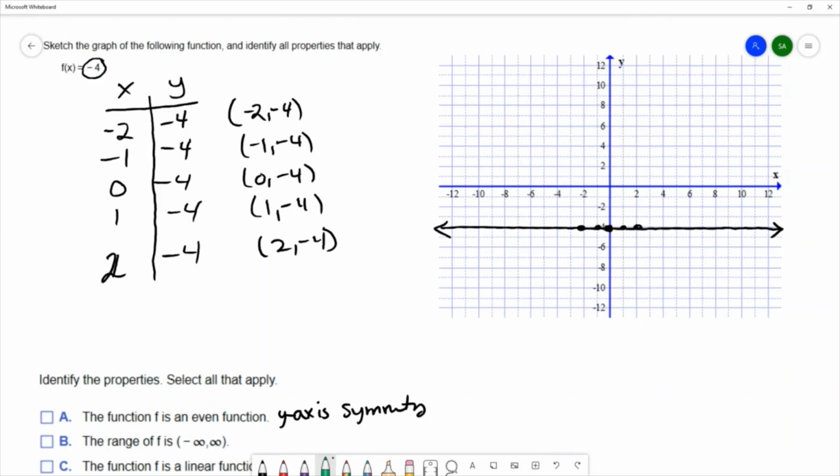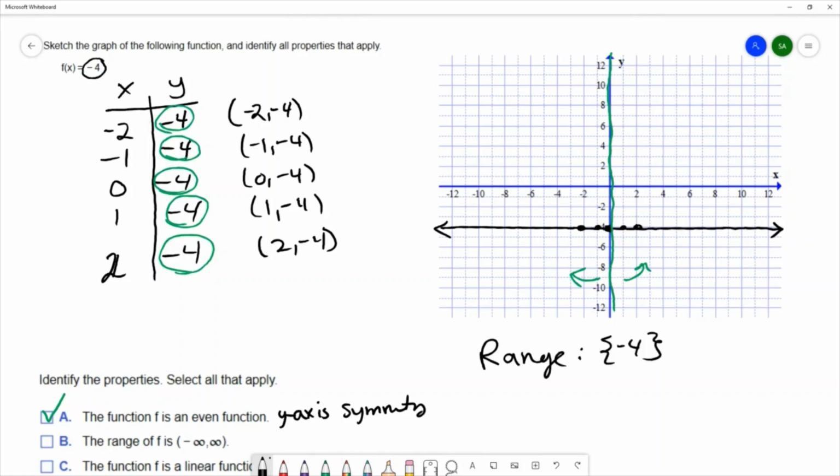So as I look at this y scale, I want to look at both the left and the right of the y scale to see if there's a mirror image. And there is a mirror image, so I would check this feature. The next property says the range of f is negative infinity to infinity. The range is the y values, and you can see that the only y value that we have is negative 4. So the range consists of a single point, and that's negative 4. And so our range is not negative infinity to infinity.